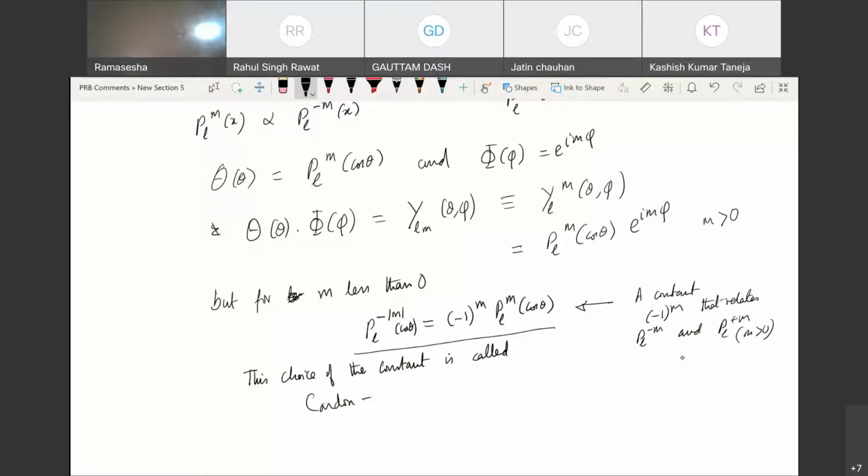In fact, there are many different choices of phase, which are quite confusing. So one has to work consistently with the same choice of phase, and that choice of phase comes because of the way you find the relationship between P_l^{-|m|} and P_l^{+|m|}. If you take P_l^{-|m|} equal to minus 1 to the power m P_l^{+|m|} of cosine theta, then you have the Condon-Shortley choice of phase, and this is what is most widely used. Okay.